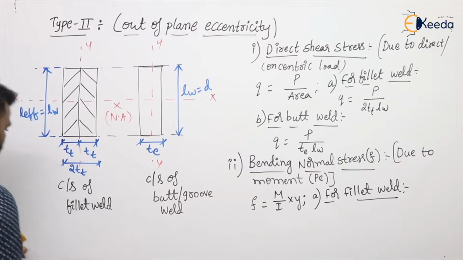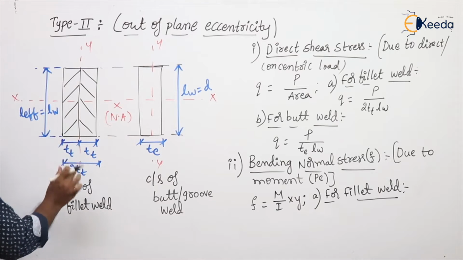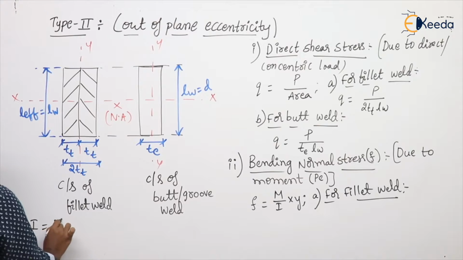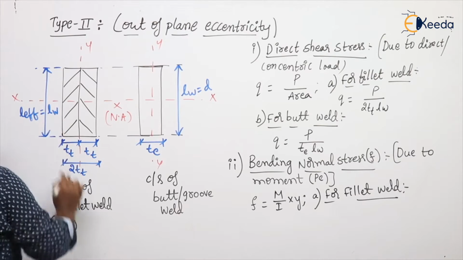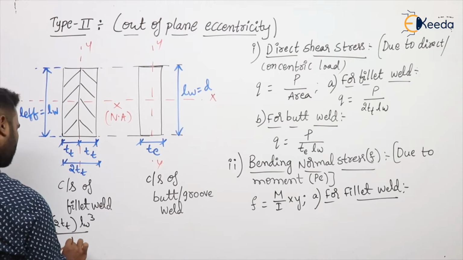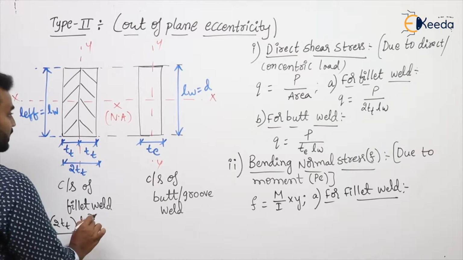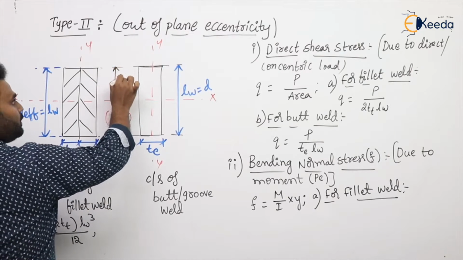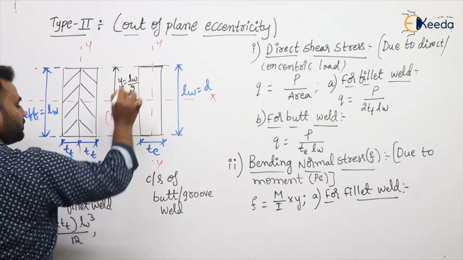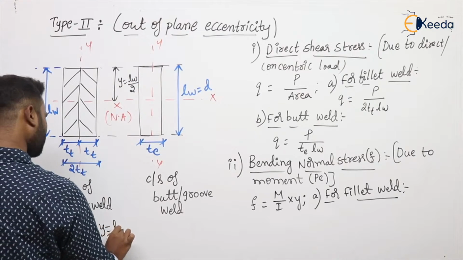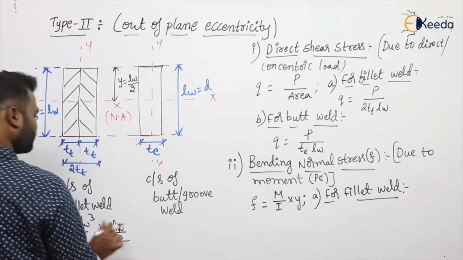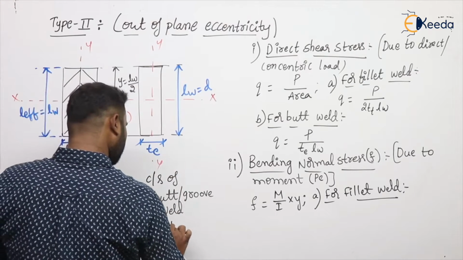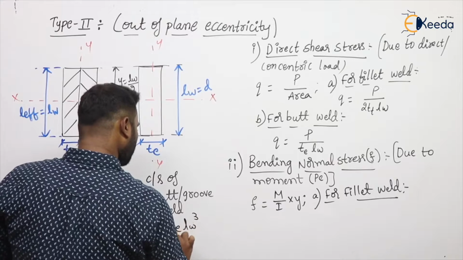For fillet weld, I is equal to BD cube by 12. Here B is 2TT and D is LW. So B is equal to 2TT, D cube is nothing but LW cube, by 12. Clear? Now y. What is y? y is the distance of the extreme fiber from the neutral axis. So this is y. Here y is nothing but LW by 2. Yes or no? So y is equal to LW by 2, which is the same for both fillet weld and butt weld. Now coming to the moment of inertia for butt weld, it is TE LW cube by 12.